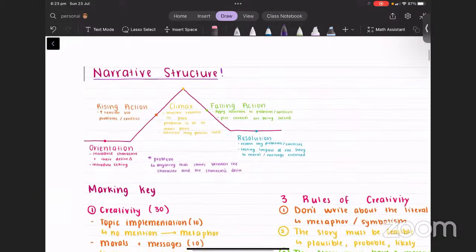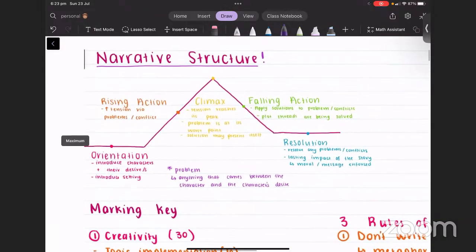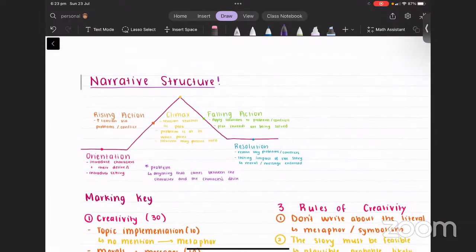I'll go through narratives first, and then we'll go through persuasive. In terms of narrative structure, there are 5 distinct steps, and it goes a bit like a mountain. First you have your orientation. That's where you introduce your characters and their desires, so what they want, what they're going to try to achieve in the story.